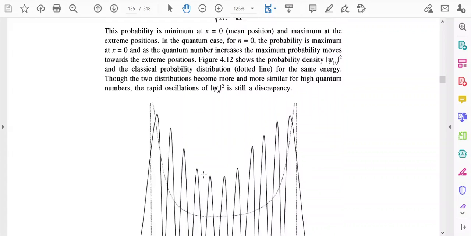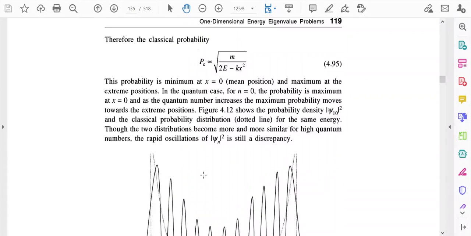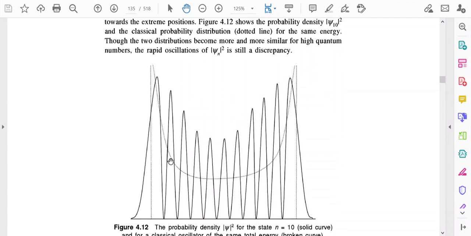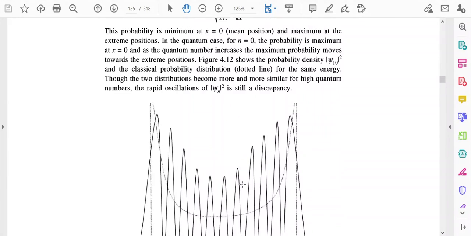But still there is some discrepancy between the behavior of the quantum and classical oscillator, because in the quantum mechanical oscillator there is a very rapid oscillation for sin square, but for the classical harmonic oscillator there is not so much rapid oscillation.